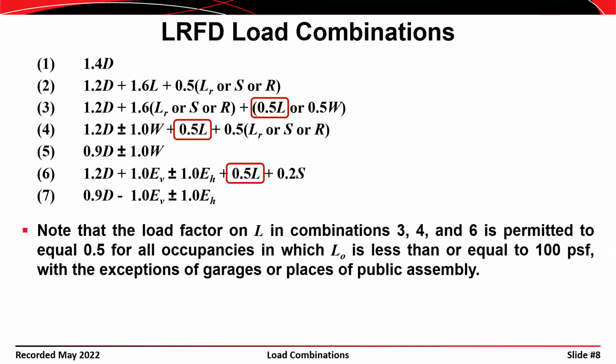Now, we don't know a lot about live load yet at this point, but L0 is the unreduced live load. And the live load that we design for is often in the range of 50 to 70 pounds per square foot. So occasionally 100 pounds per square foot. Only in rare cases does it get up higher than that. So for most of our occupancies, we can design for 0.5 times L in those load combinations.